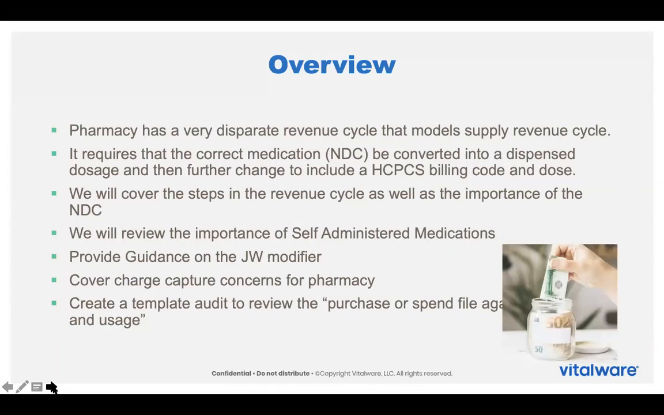Overview: the pharmacy has a very disparate revenue cycle. It does not look like the revenue cycle for any other department. Everything in the pharmacy is directed off one benchmark, and that's the NDC number. From that come the dosage and the HCPCS codes; everything's off that NDC number. We'll review the self-administered medications, because still 10 years later, we're still struggling with that. And then the JW modifier, and then charge capture concerns.